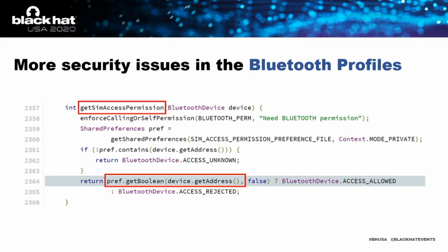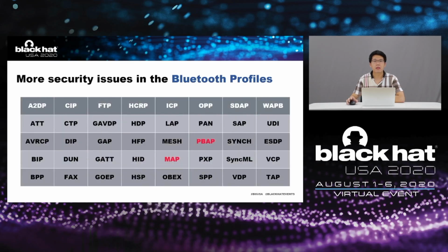Okay, let me do some summary. In addition to PBAP and MAP, as you can see, SAP has the same problem. However, exploiting SAP usually requires the root of the Android phone, so this is more difficult. And at the same time, there are nearly 40 kinds of Bluetooth profiles. So in the future, we still have a lot of things to play with. Thank you. Any questions?